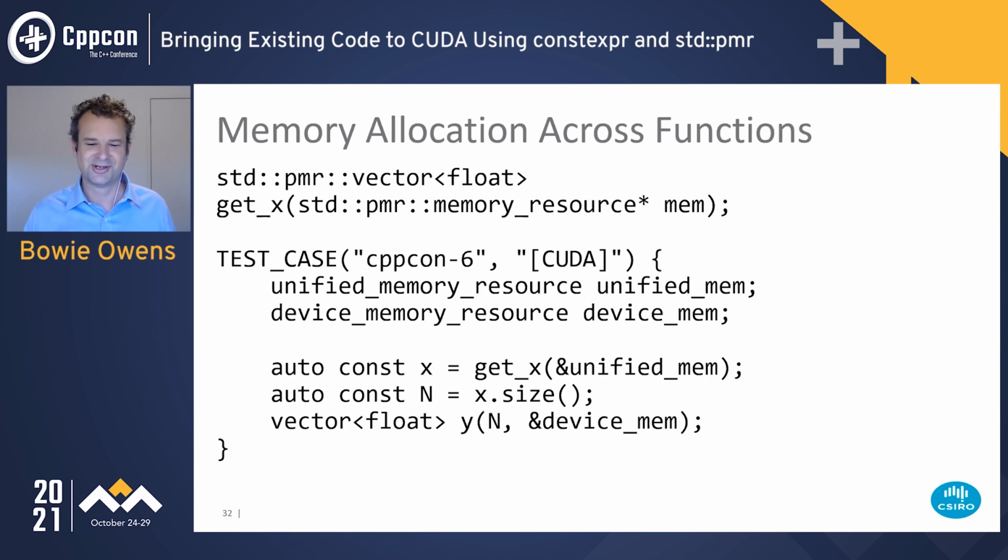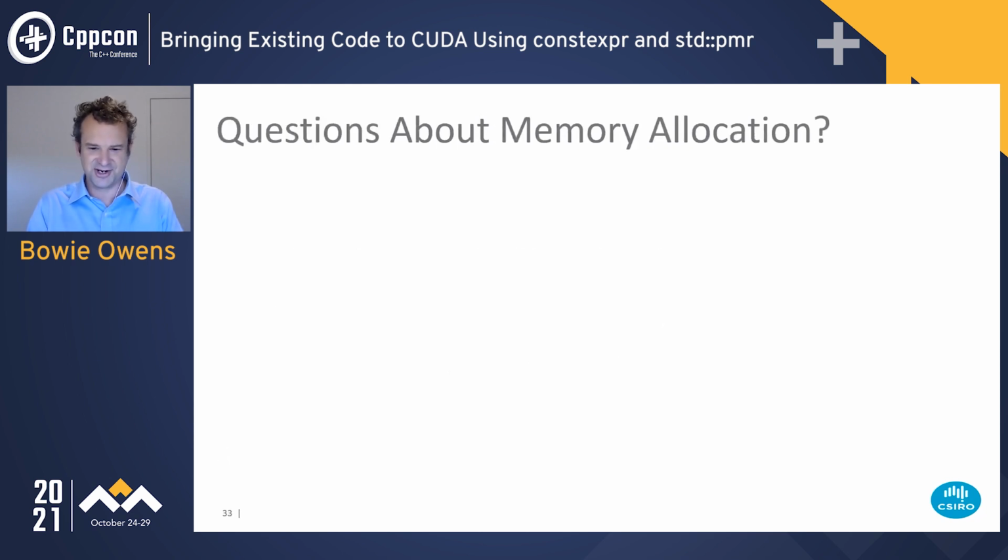So that was memory allocation. Next, I want to talk about the differences between host and device functions and what that means for existing code. But I'll just give us a little bit more time. If there are any further questions about memory allocation, I'll address them before we move on.